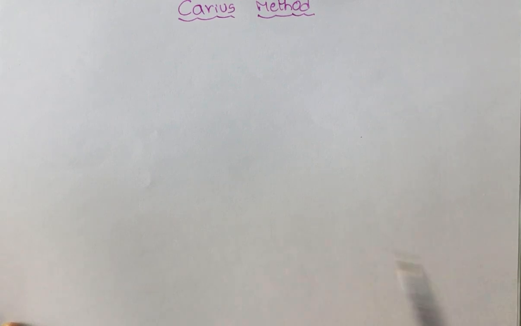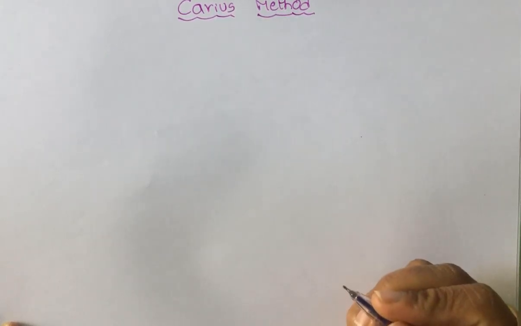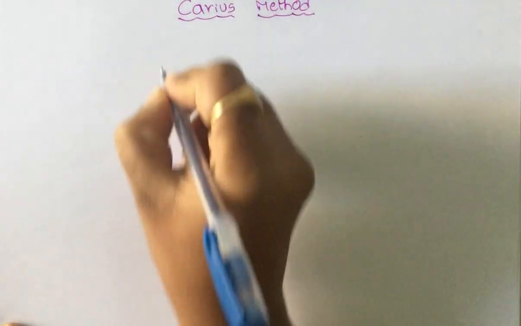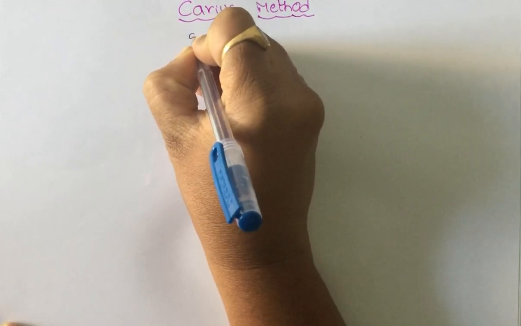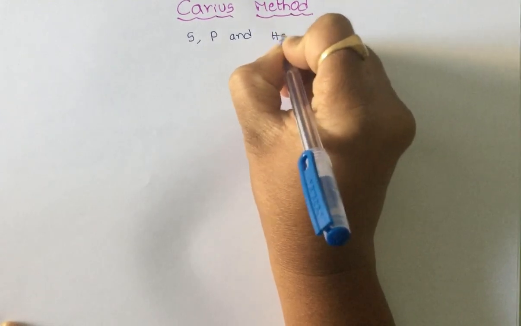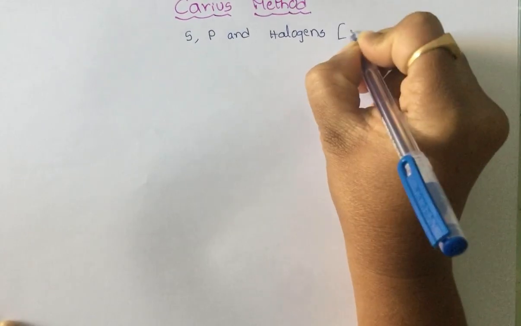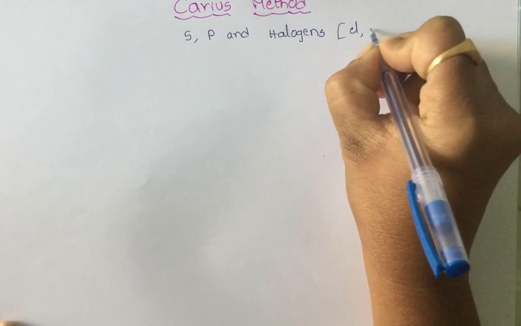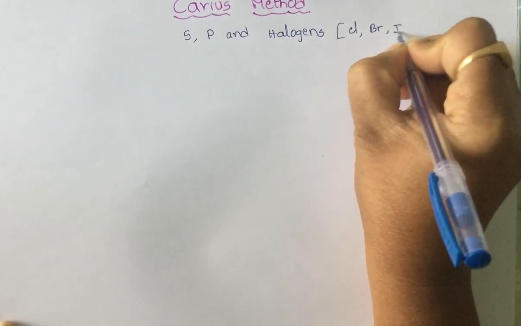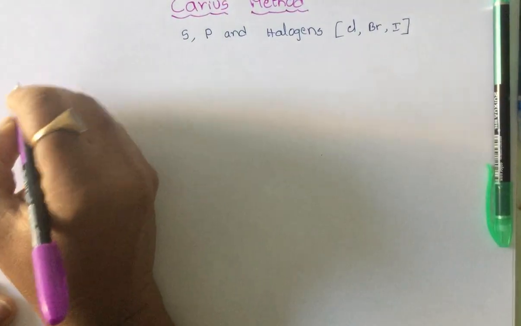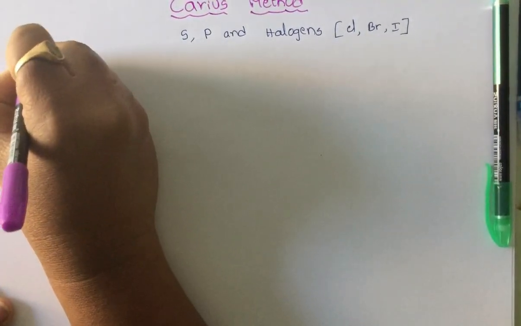Let us discuss quantitative estimation of elements using Carius method. This method can be used to estimate percentage weights of sulfur, phosphorus and halogens. Carius method can be used to determine percentage weight of sulfur, phosphorus and halogens like chlorine, bromine and iodine. So let us discuss one by one how to determine sulfur first.